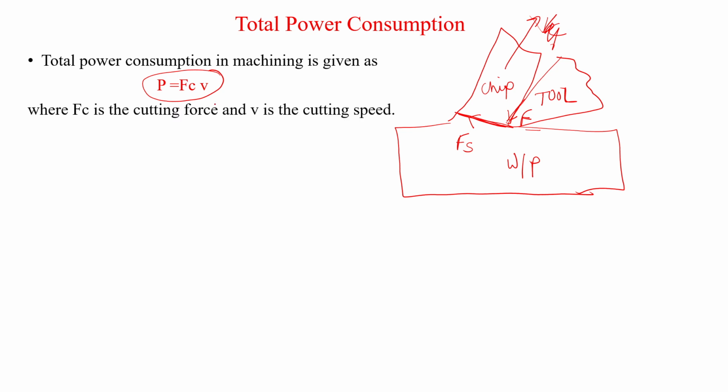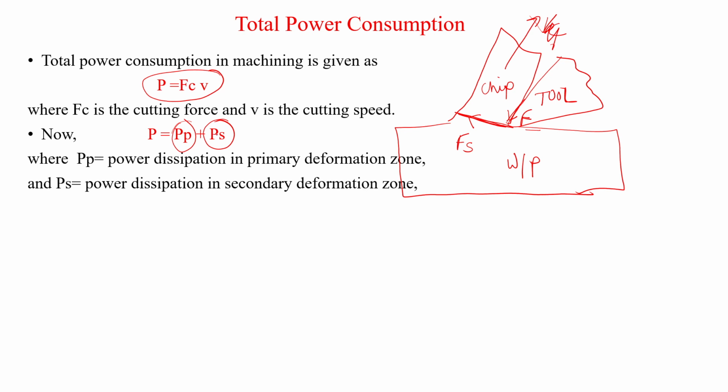Now this total power is the combination of two powers, one is PP and one is PS. PP is the power dissipation in the primary deformation zone, and PS is the power dissipation in the secondary deformation zone. The secondary deformation zone is the zone where the chip flows on the rake surface. So PS is the power consumed because of the chip flowing on the rake surface.